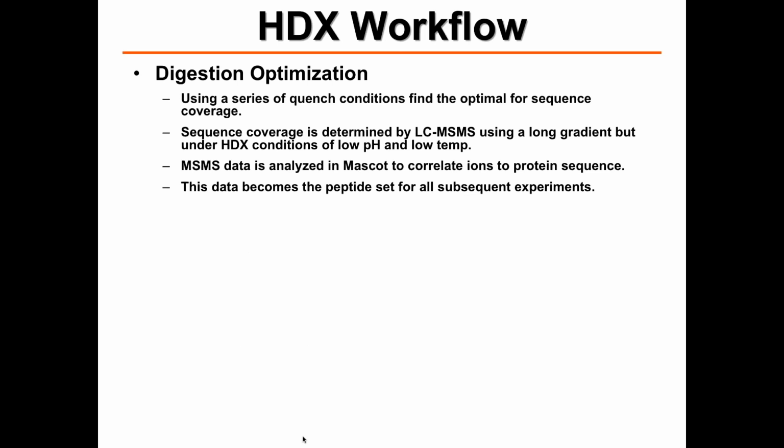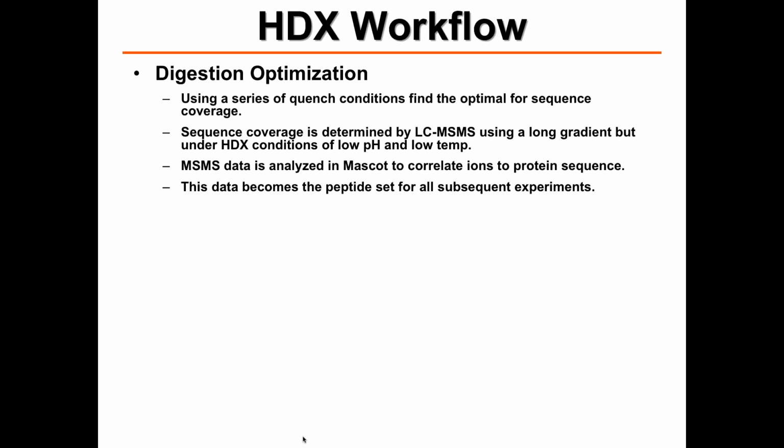So you give us a protein. The first thing we want to do is digestion optimization. This is where you have your protein, or two proteins, and you want to look at the interaction. We need to generate the peptide set that we're going to use in the experiment to measure their exchange characteristics. So we take that protein and we use a series of quench conditions. Remember, we're labeling at 7.5, and then we want to bring it down to 2.5 to prevent further in-exchange or out-exchange.